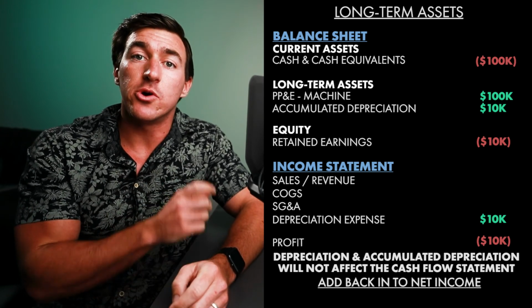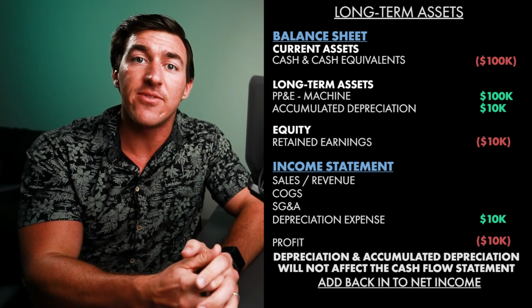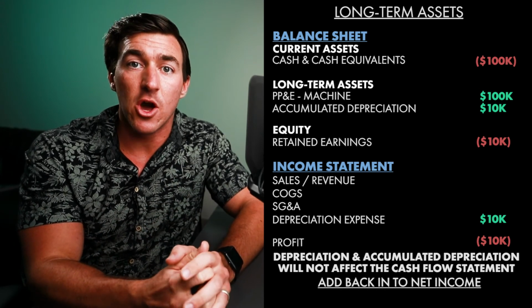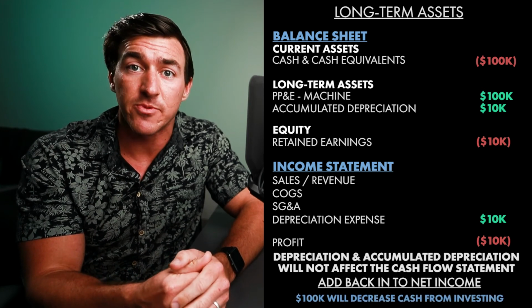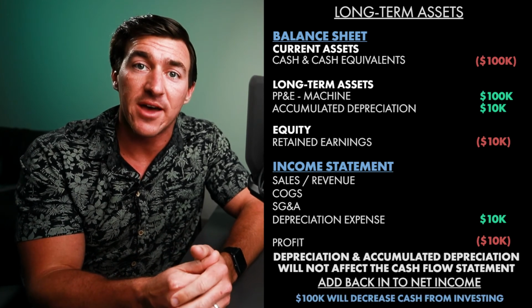However, your original $100,000 purchase of that machinery is actually going to go into cash from investing. And in this case, it's going to decrease cash from investing because you spent $100,000. Remember, on the cash flow statement, cash from investing or cash to investing, it can be written either way, is all about long-term assets. So buying a piece of machinery is always going to affect that account some way, somehow.